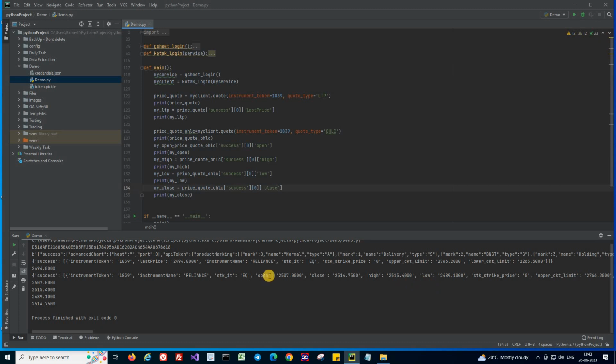So during the live market we can use this API to get the previous day's closing price. This is the only difference. Open, high, and low work in one way, whereas the closing price works in a different way. That is what you need to remember. So this is how you need to get the previous day's closing price during the live market.